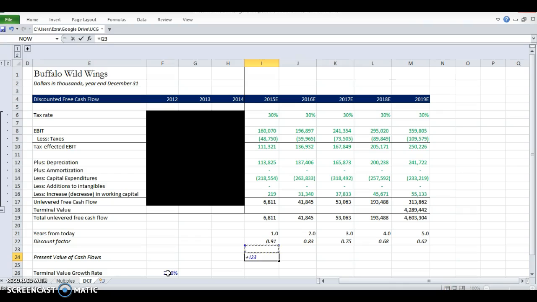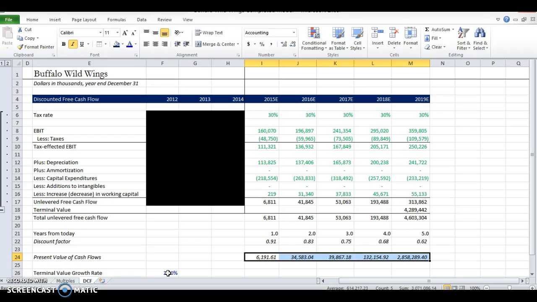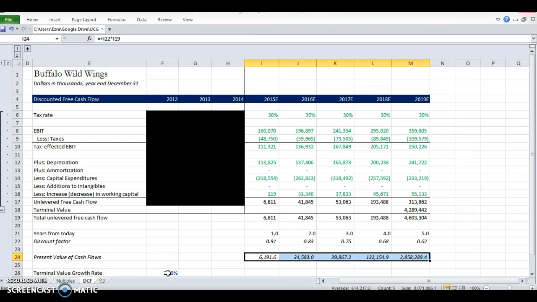And we're just going to take that discount factor and multiply it. You can also use the NPV formula, but a lot of people use it wrong, so I like to do it like this. All right, so these are the present value of those cash flows.